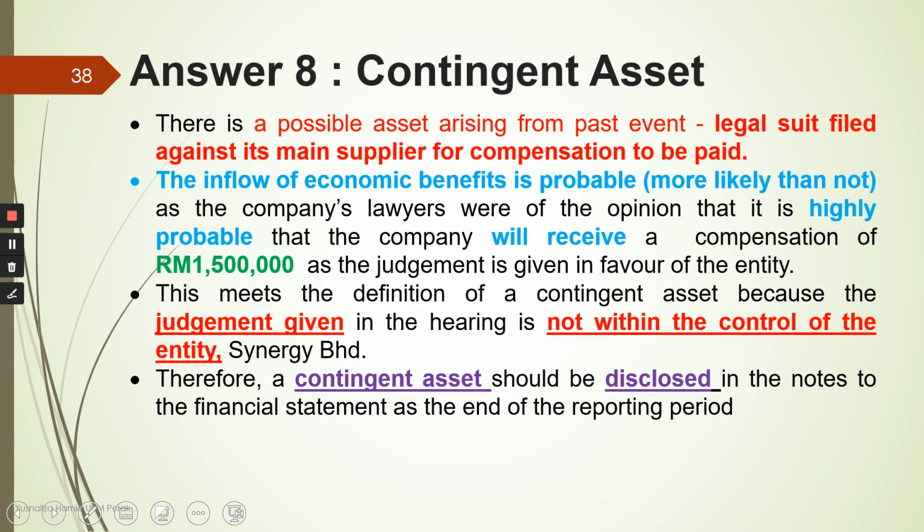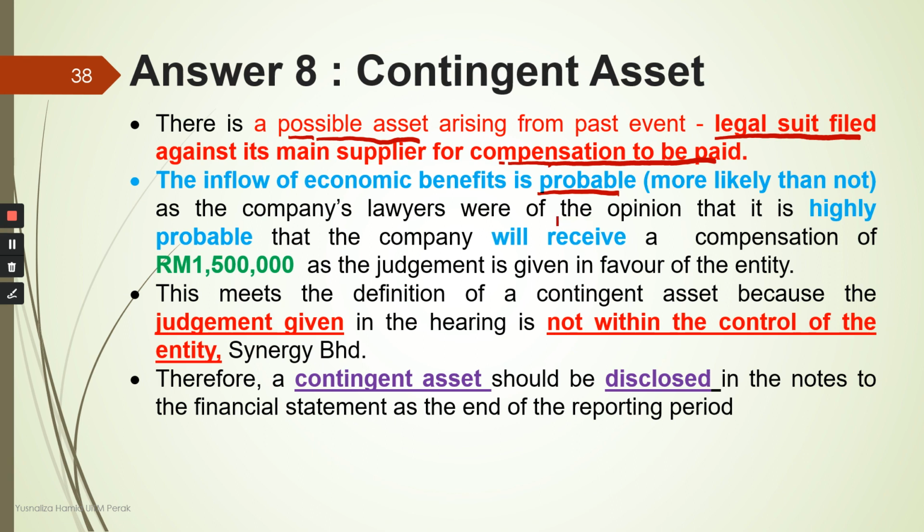You will first start by relating to the definition. Relate to the definition that there is a possible asset arising from past event, and that was due to the legal suit that we made against our supplier, requesting for compensation to be paid. Compensation to be paid will likely be our inflow of economic benefit if it is probable. So the inflow of economic benefit is probable. If it's probable, it means the contingent asset should be disclosed.